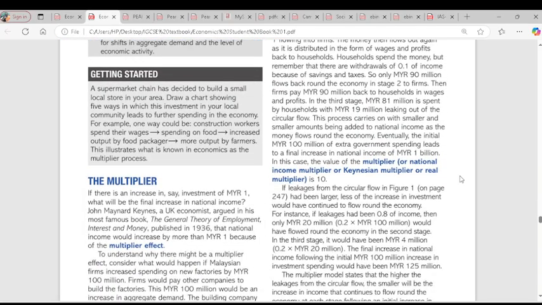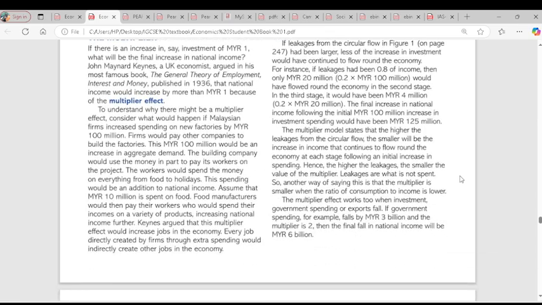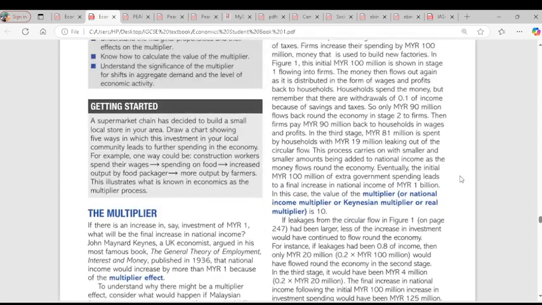So that takes us to calculating the multiplier. Are you there, please? Yeah, okay.